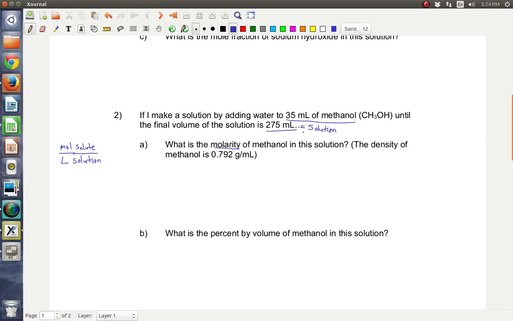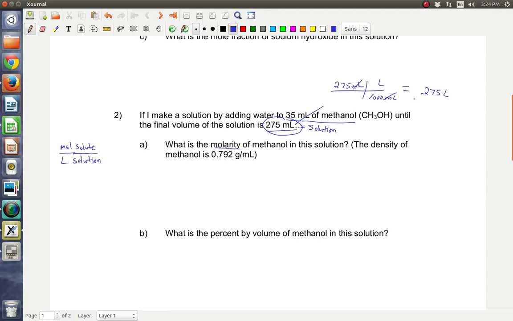Okay, so what does that mean? That means this 275 milliliters right here has to be turned into liters. So 275 milliliters, this time I'll work it out. There are 1,000 milliliters in a liter, so 0.275 liters. Okay, so that's the beginning.